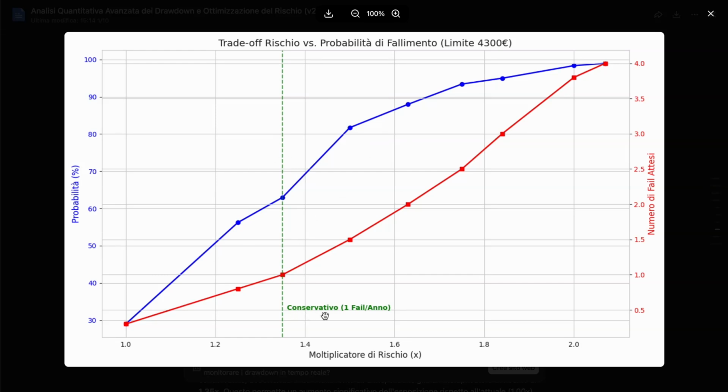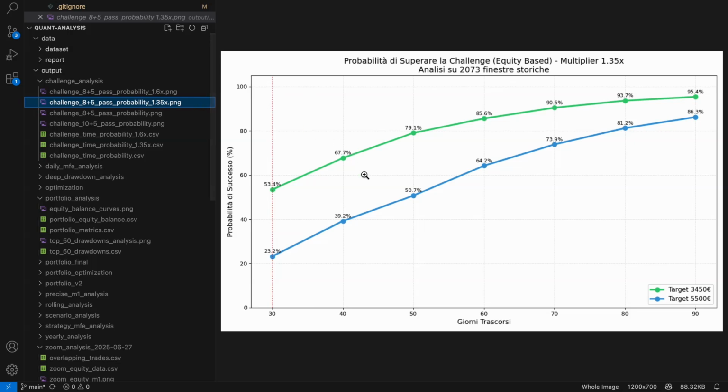Now the goal is to look around the middle of this graph. It says conservative, 1 fail a year, that's good, and that's the 1.35x. But still with the 1.35x, I showed you that we're not getting insane performance, because we only get like an 80% chance of passing both phases in 80 days. That's still a lot of time. If you know that time is money, when you have something that works, you want to increase the odds of passing both phases.